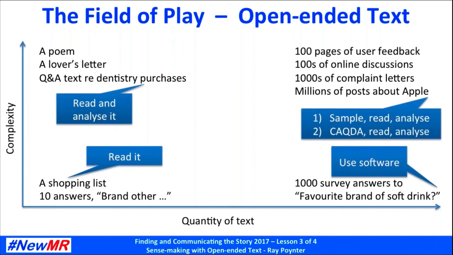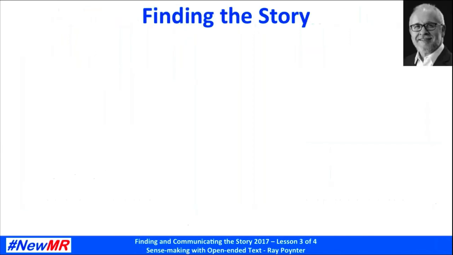But up here, we've got two options. We're going to take a sample of the data, we're going to read it and analyze it, or we're going to use the computer-aided techniques, and then we're going to read a lot of information and we're going to analyze it. There isn't an option that drops read and analyze. How you get to read and analyze changes, but if you want to do good sense making with text, you're going to have to do read and analyze as part of that process.